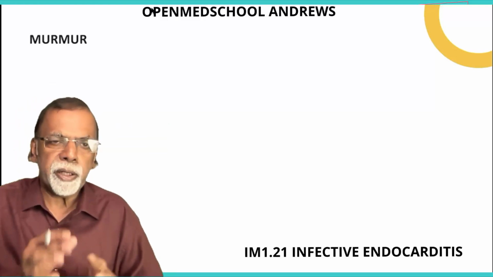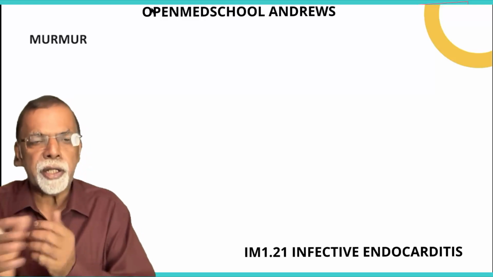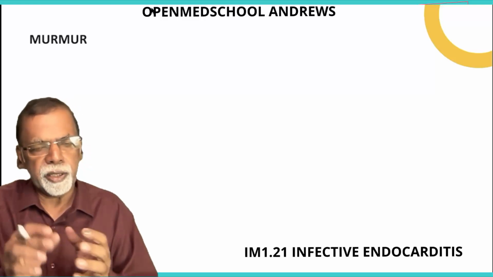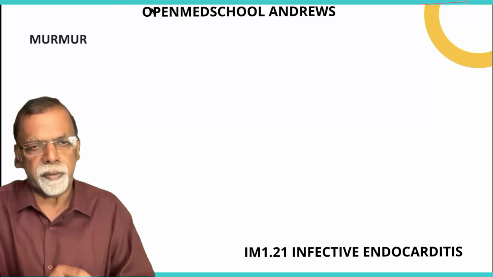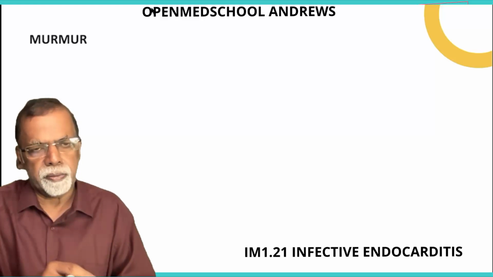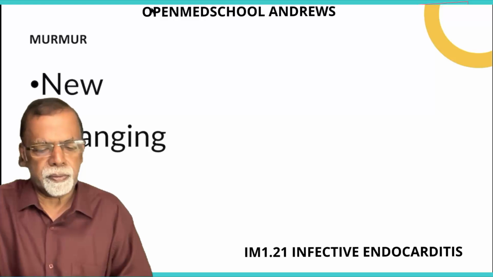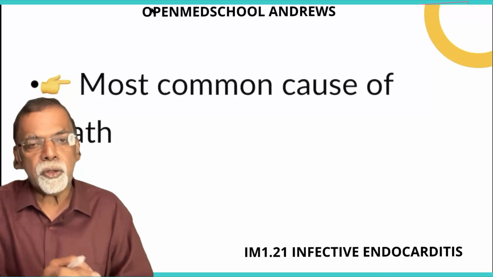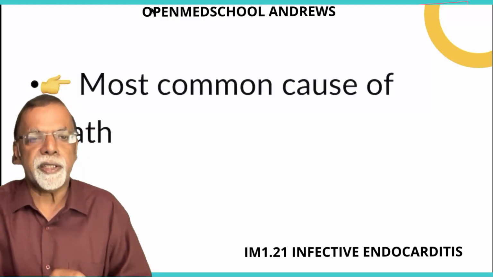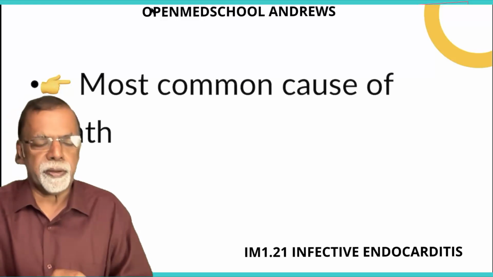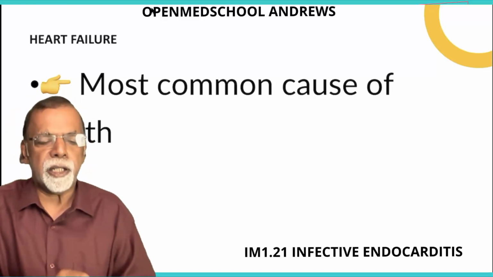Then regarding the murmur, the appearance of a new murmur or a change in the quality of the murmur, both are important. If the patient already has a murmur, a change in its quality or a new murmur, both are significant. The most common cause of death in infective endocarditis, what do you think? Most commonly it is heart failure.